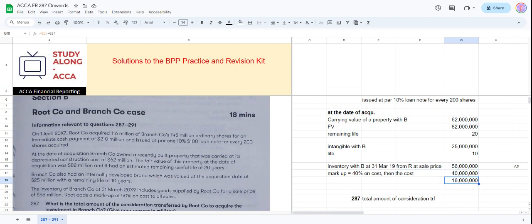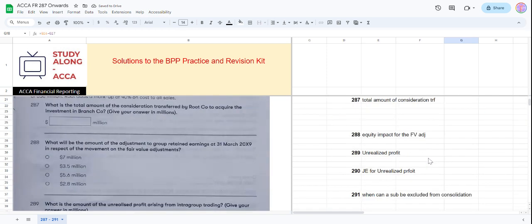So 40 million is the cost, and 16 million is the unrealized profit, we can say here. 16 million will be the unrealized profit. Okay. Now let's see the different asks.